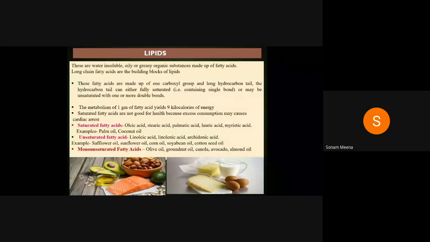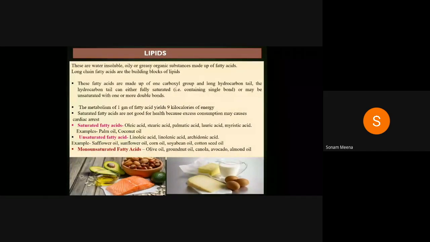Examples are very important for both fatty acids. Oleic acid, stearic acid, palmitic acid, lauric acid, myristic acid are the acids of saturated fatty acids. For example, palm oil and coconut oil. Unsaturated fatty acids contain linoleic acid, linolenic acid, arachidonic acid.